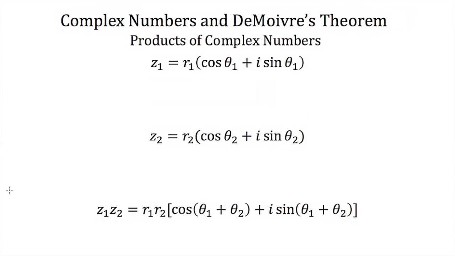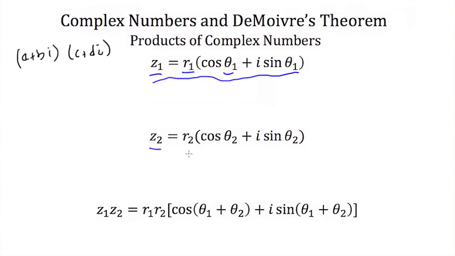So now let's talk about taking the product of complex numbers. Normally, if we had a plus bi and we multiplied it by c plus di, we would have to FOIL this out. Well, when our complex numbers are written in polar form, say complex number z1 has an r1 value and a theta 1 value, so it's written in this form. And our second complex number, z2, has a different r, so we'll call it r2 and theta 2.